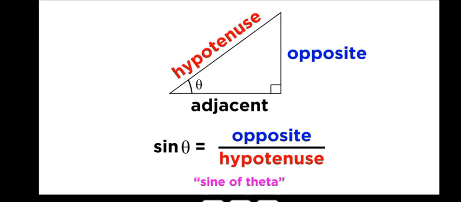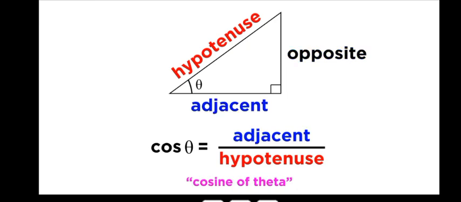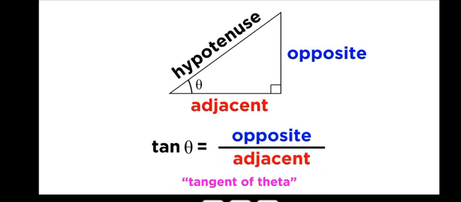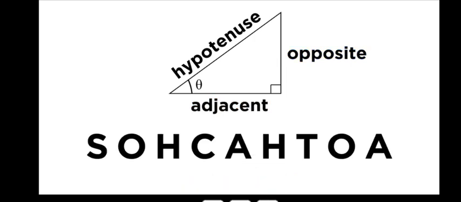the angle. We will say that the sine of theta, which is abbreviated this way, sin, then the theta symbol, will be equal to the length of the leg opposite the angle over the length of the hypotenuse. The cosine of theta will be equal to the length of the adjacent leg over the length of the hypotenuse. And the tangent of theta will be equal to the length of the opposite leg over the length of the adjacent leg. We can remember these definitions using the mnemonic SOHCAHTOA.